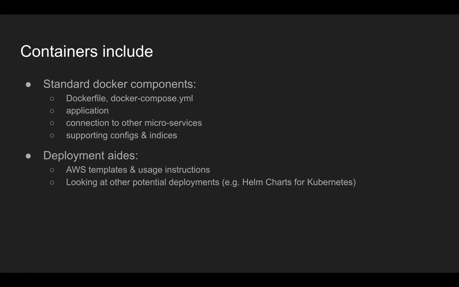And then we're also creating deployment aids as part of this. So currently we're working on AWS templates and the usage instructions for how to do that. And after those are up and working, we're considering looking at Helm charts for Kubernetes as well, since that's also a common way that people deploy.